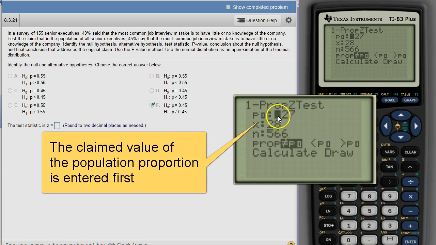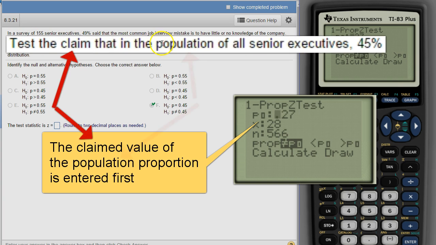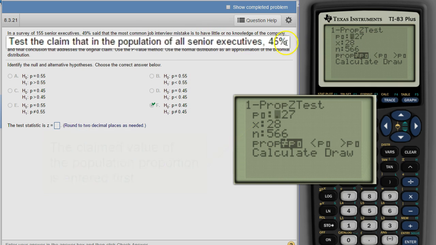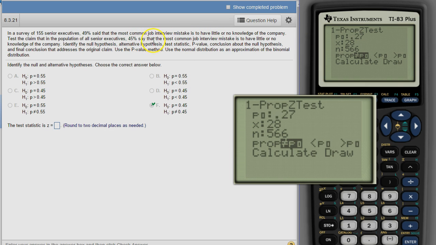Now, P0, the claim, that's what's right here, the 45%. I know it's 45% because it says, test the claim in the population of all senior executives, 45% say this. So that 45% is the population parameter. So I'm going to change that to a decimal, 0.45.